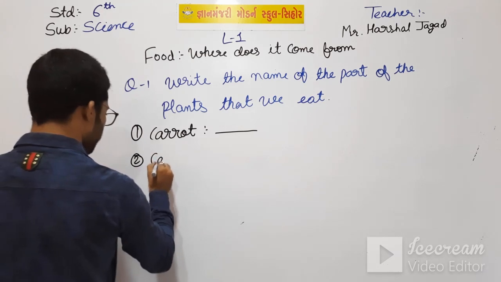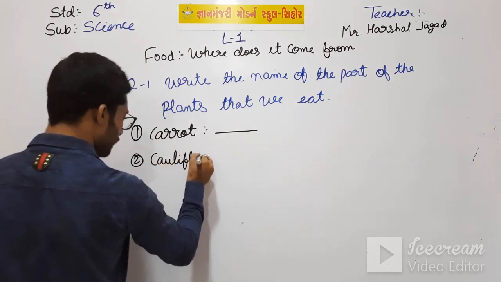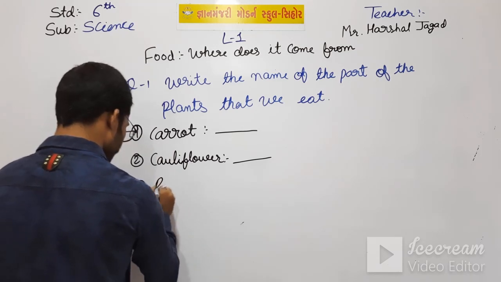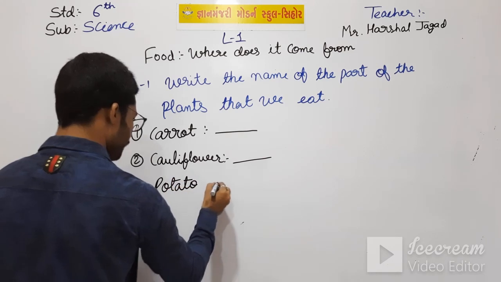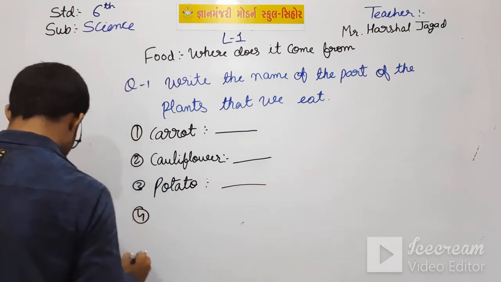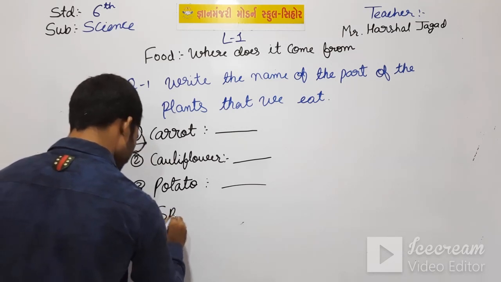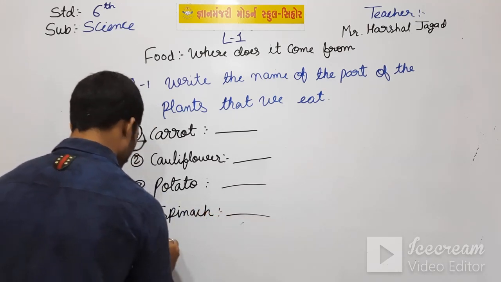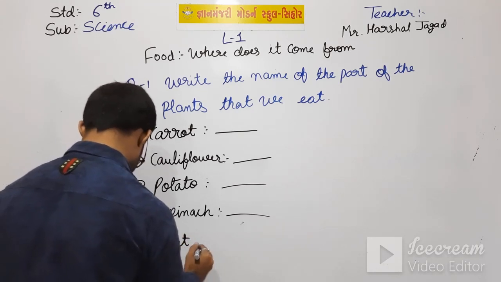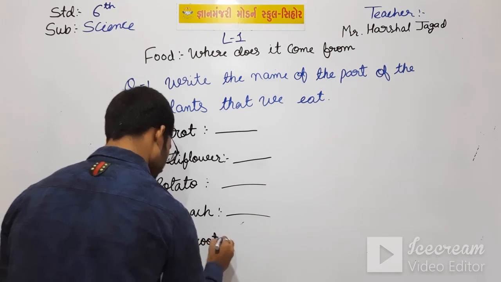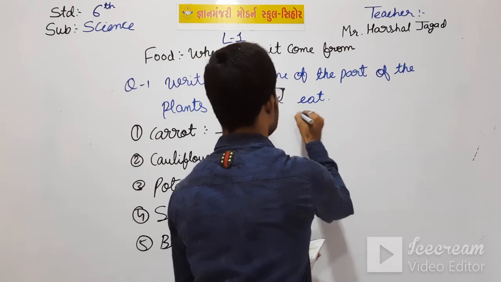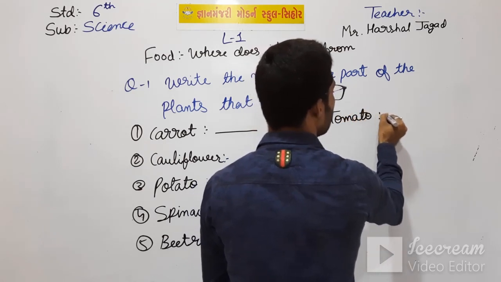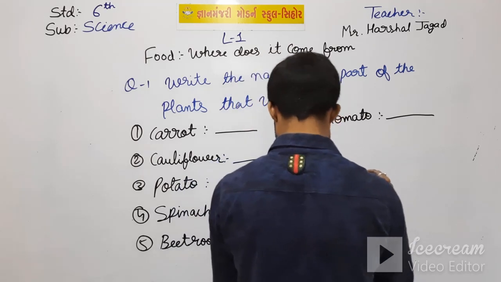second one is cauliflower, third is potato, fourth spinach, fifth beetroot, sixth tomato, seventh kidney beans.